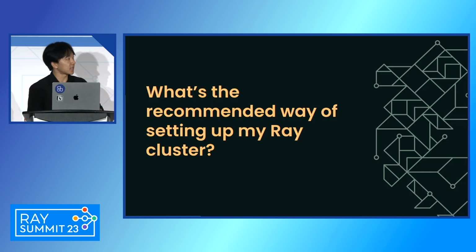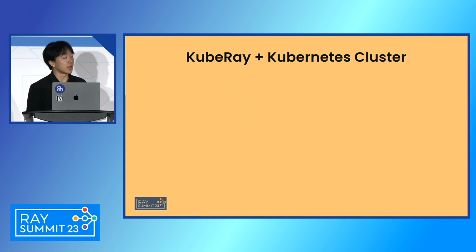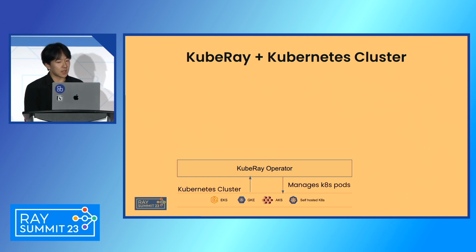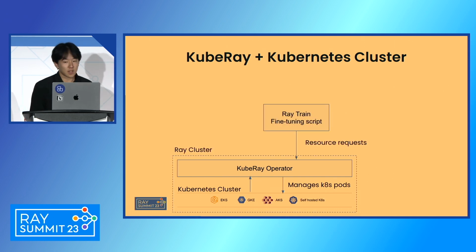Okay, so for the first prerequisite section, we want to figure out what's the recommended way of setting up my Ray cluster. So our recommendation is the best way to run Ray on open source is running with KubeRay on a Kubernetes cluster. So we'll start with our Kubernetes cluster, and then we can easily install a KubeRay operator on top, which allows us to just write our RayTrain application and not need to think about how these Kubernetes pods are being managed underneath.